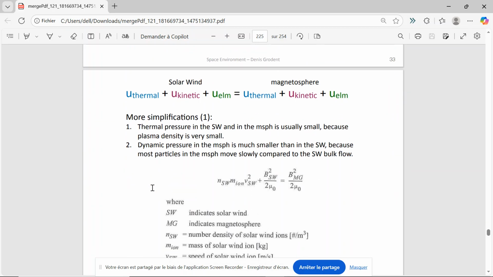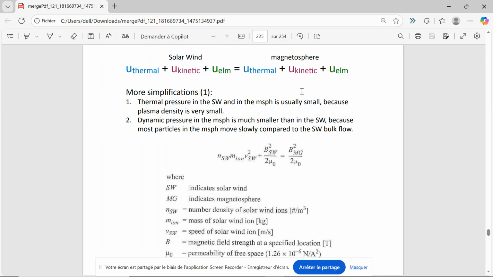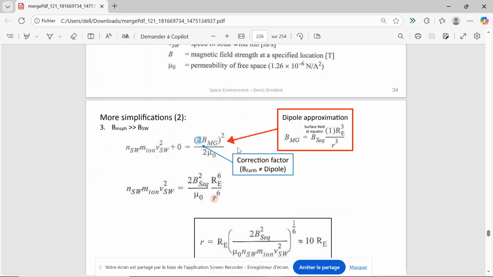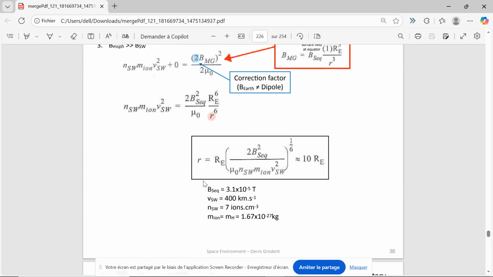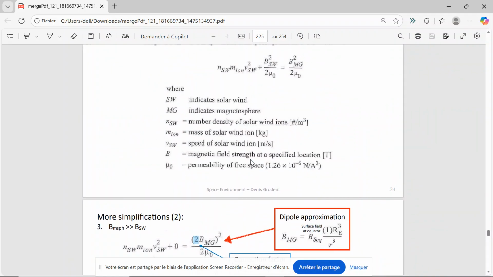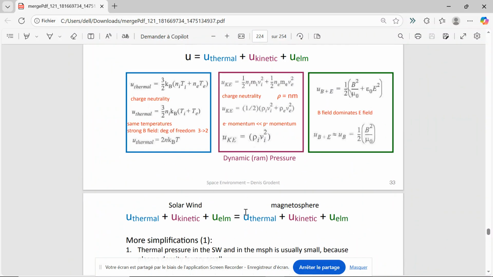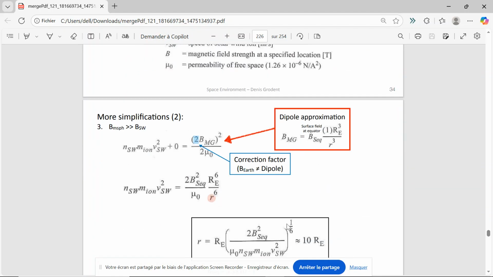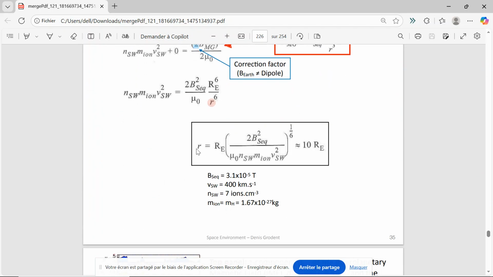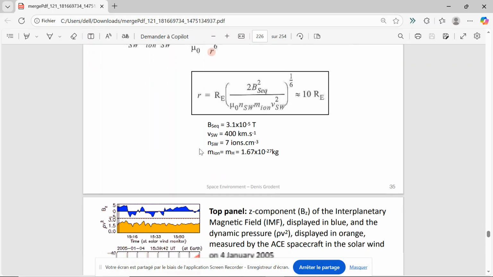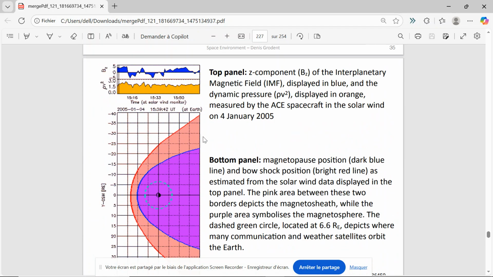Absolutely not. The thermal one will be neglected compared to the kinetic one, and the electromagnetic one we will keep. However, for the Earth, we'll just keep the electromagnetic one because the kinetic and the thermal are not useful. So when we do this equilibrium, we are able to approximate the region where we have equality of the energy of the solar wind and the magnetosphere. This is where we have the magnetopause, so it varies a lot.